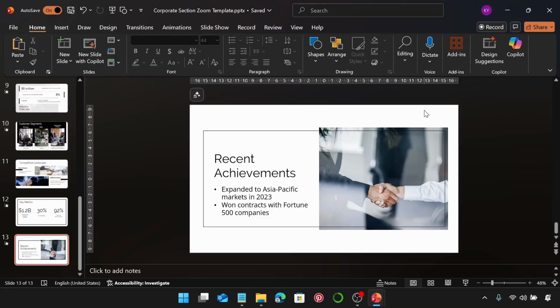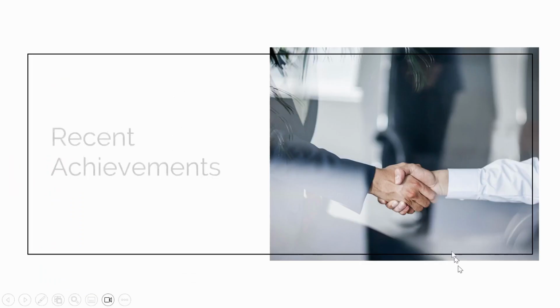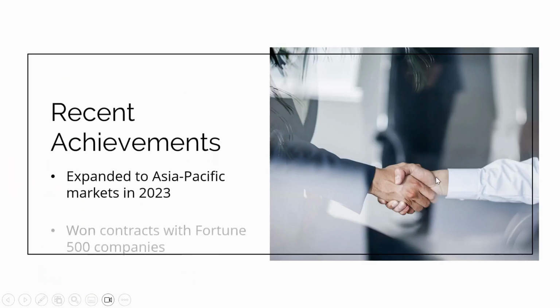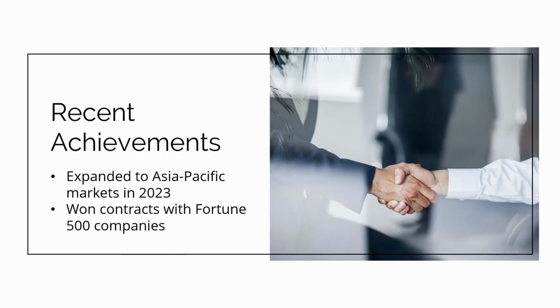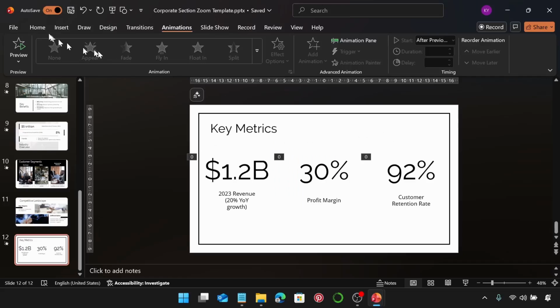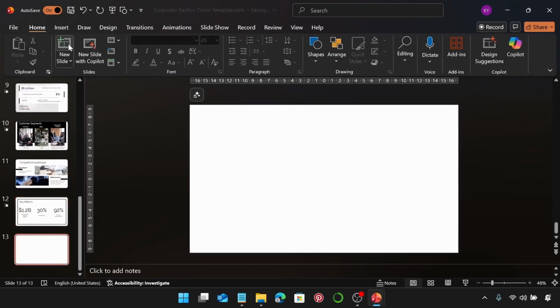This is part 13 of a video series where we create a corporate section zoom template in PowerPoint. And in this video, we'll be creating the recent achievement slide. Let's create a new slide. So go over to the Home tab and we're going to create a new blank slide.